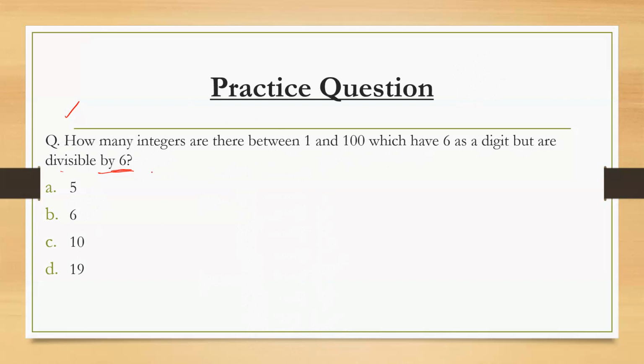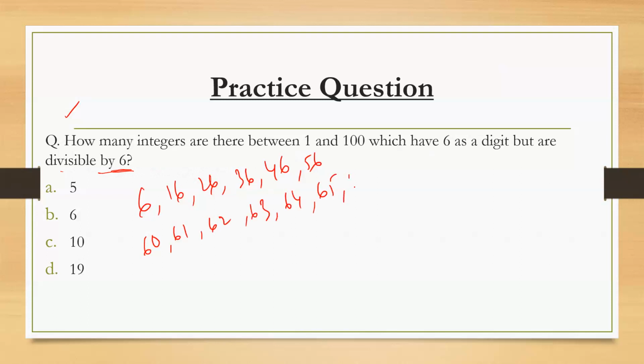So here again the same concept. You'll write all the integers, right? So here you have 6, 16, 26, 36, 46, 56. Again, then you have 60, 61, 62, 63, 64, 65, 66, 67, 68, 69, 76, 86, 96. These are the potential numbers, right? Now it also has to be divisible by 6.